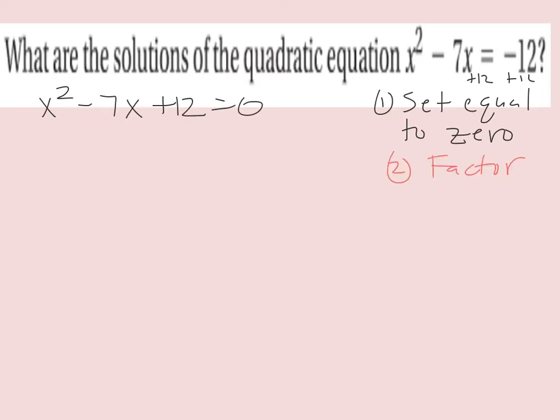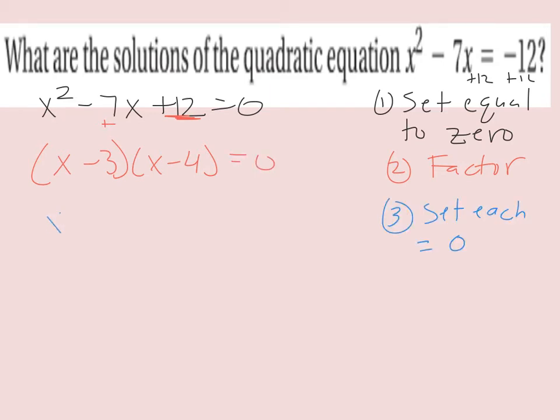Now, I'm going to factor it. So I'm going to have x minus 3 and x minus 4. Again, two numbers that multiply to get 12, but add together to get 7. And then you set each one equal to 0. So x minus 3 equal to 0, x minus 4 equal to 0.